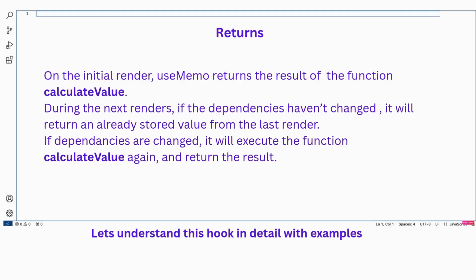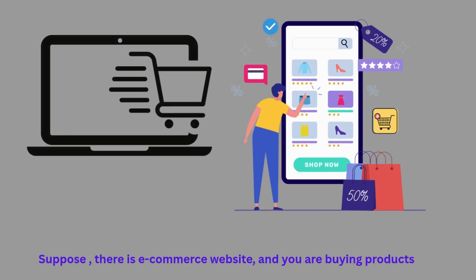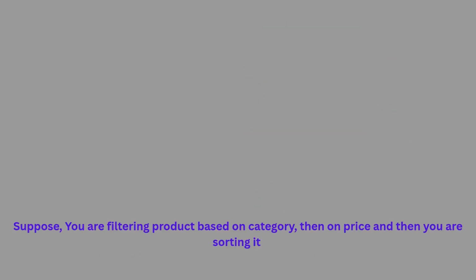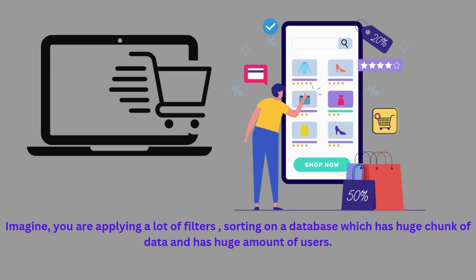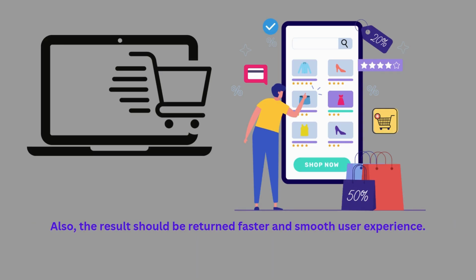Let's understand this hook in detail with examples. Suppose there is an e-commerce website and you are buying products. Suppose you are filtering products based on category, then on price, and then you are sorting them. Imagine you are applying a lot of filters and sorting on a database which has a huge chunk of data and a huge number of users. Also, the result should be returned fast, with a smooth user experience.